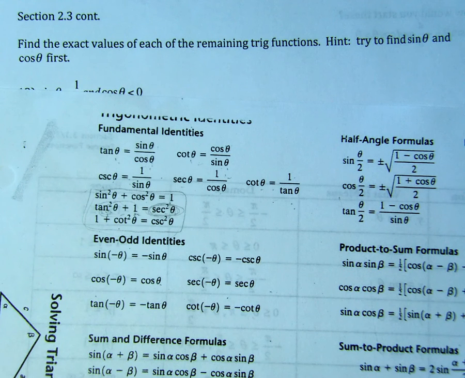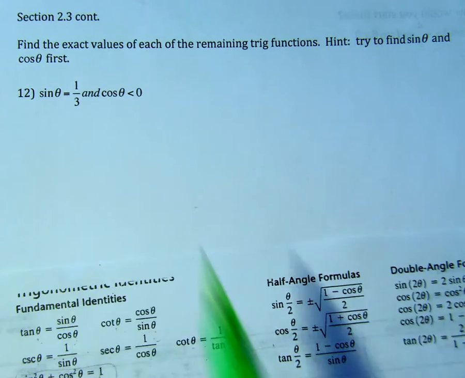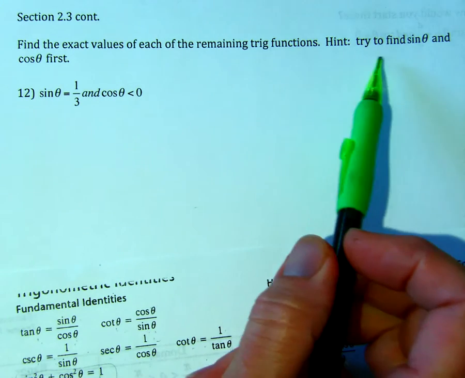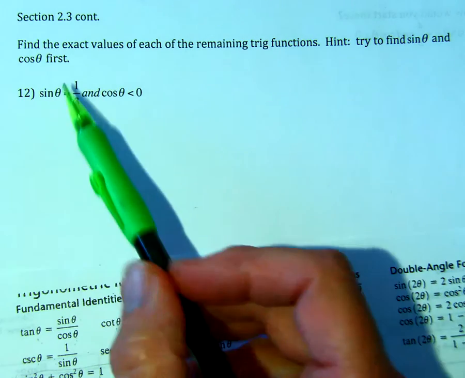Today we are continuing on with section 2.3. You should have a note sheet that I gave you and your formula sheet because you will be using both for today's lesson. If you see the directions, it says find the exact value or values of each of the remaining trig functions. Hint, try to find sine theta and cosine theta first.